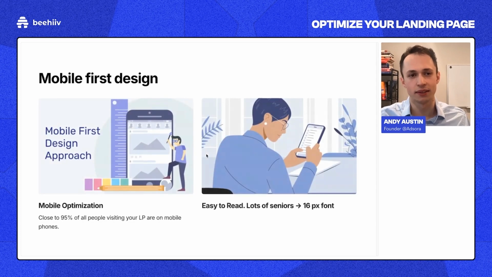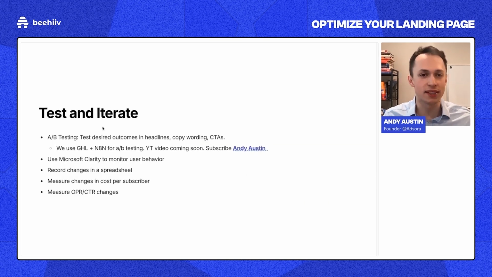Then mobile first design. 95% or 97% of people that visit your landing page are going to be visiting from their mobile phones. So make sure it looks really good on mobile. Just test it on different devices. It's a no-brainer. Just make it look good on mobile. Forget about desktop, really. And if you have seniors, just use bigger font. In ads, in your landing page, newsletter, just use bigger font. Seniors have a hard time reading things. And then you obviously want to test and iterate.